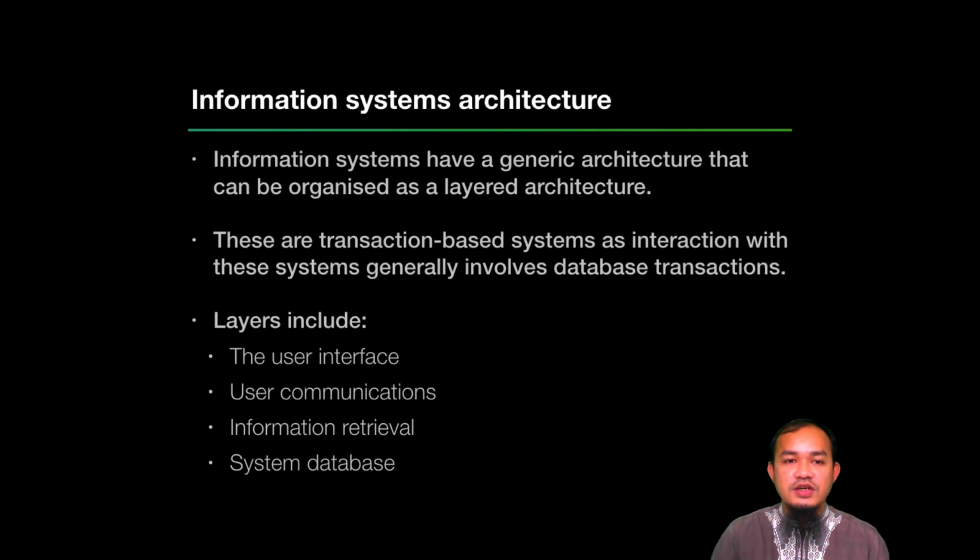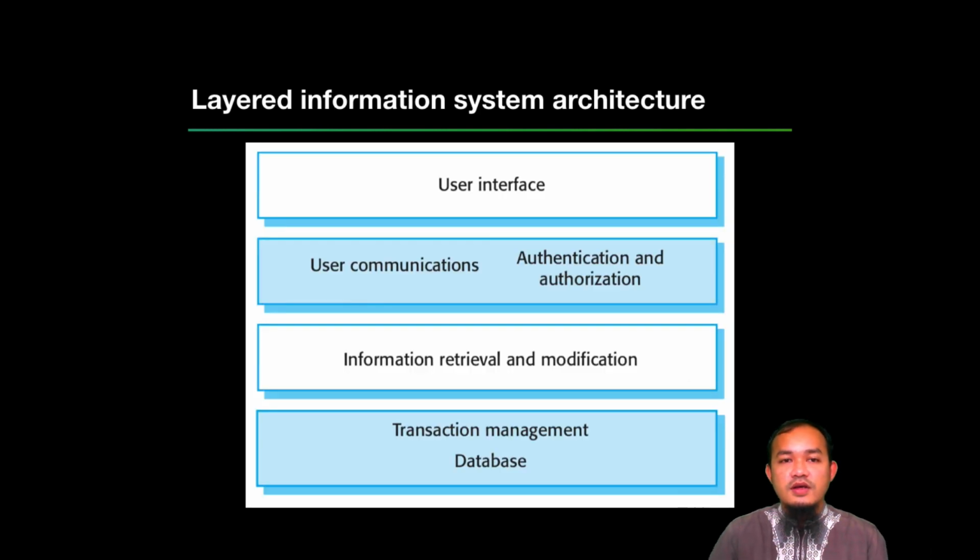Information system architecture is one kind of transaction-based system. Also, we can say that it's a kind of transaction processing system. There are layers including the user interface, user communication, information retrieval system, and database. You see this one? They divide the system into layers, so they're implementing the layer architecture pattern. You see this layered information system architecture in that example.